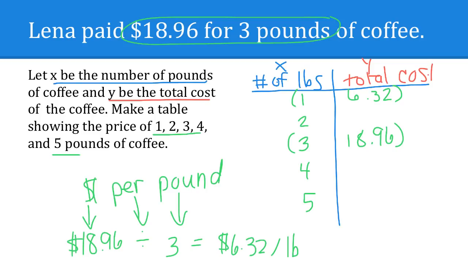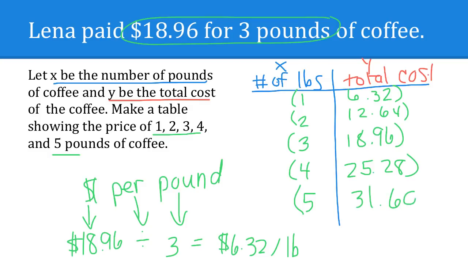So that means 2 pounds of coffee is going to cost $12.64. I already know 3 pounds. So if I added another $6.32, I'd get 4 pounds of coffee cost $25.28. And if I added another $6.32 for 1 more pound, I would know that 5 pounds of coffee would cost $31.60. Notice all I was doing was adding my unit rate each time to get the new amount.